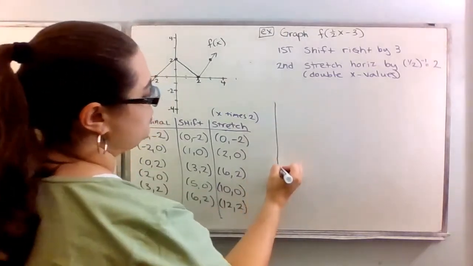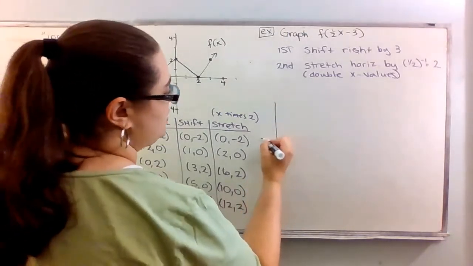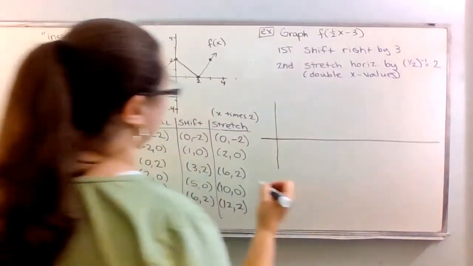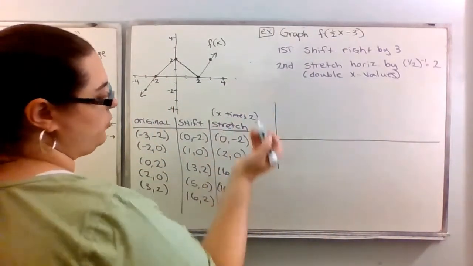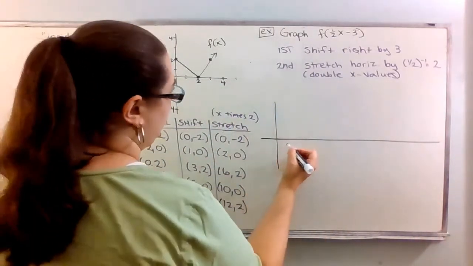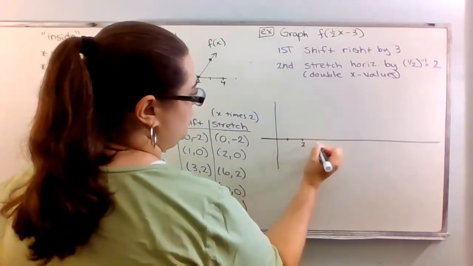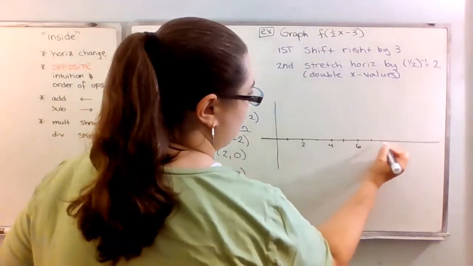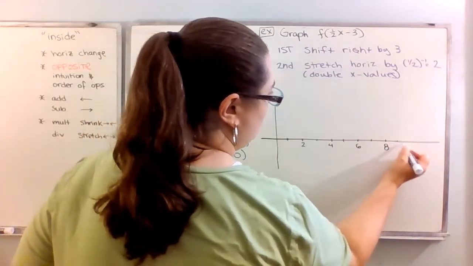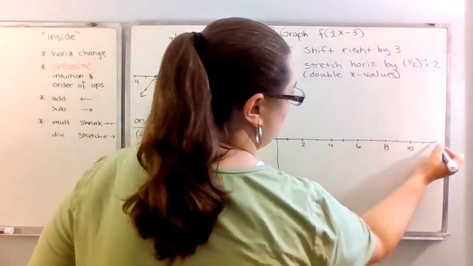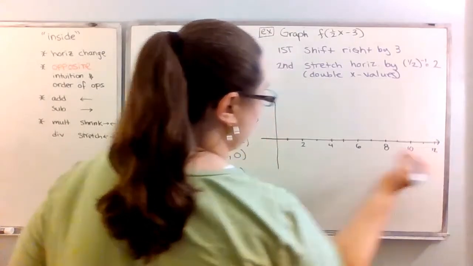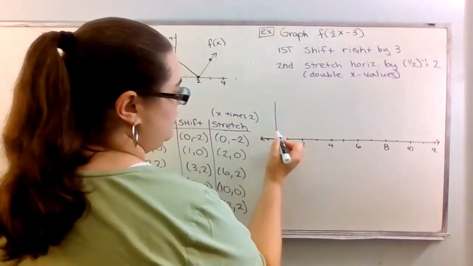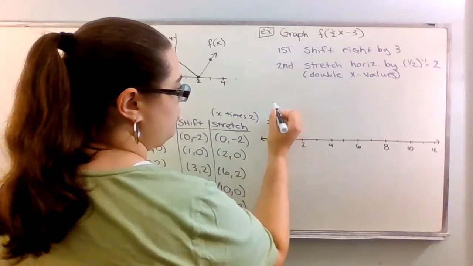So vertical axis, more or less the same. Horizontal axis, quite a bit longer. I mean, we stopped at like 4, we have to go up to 12.